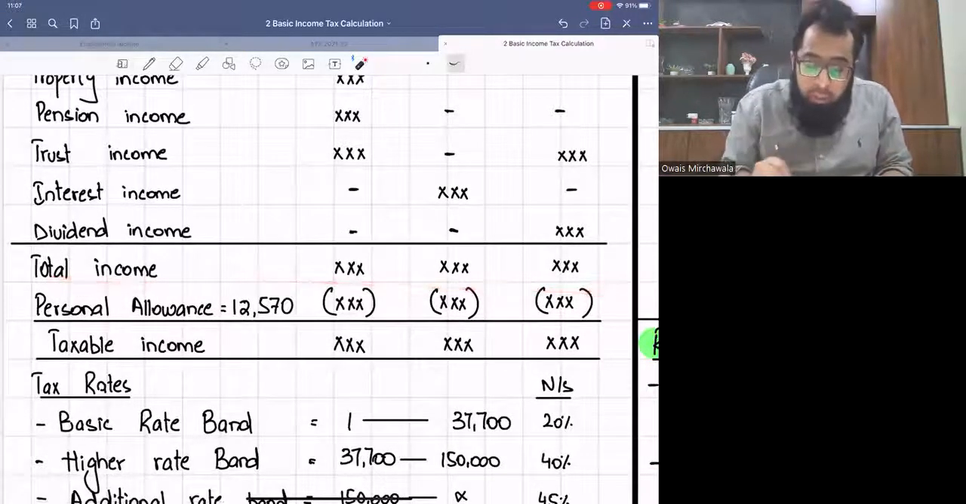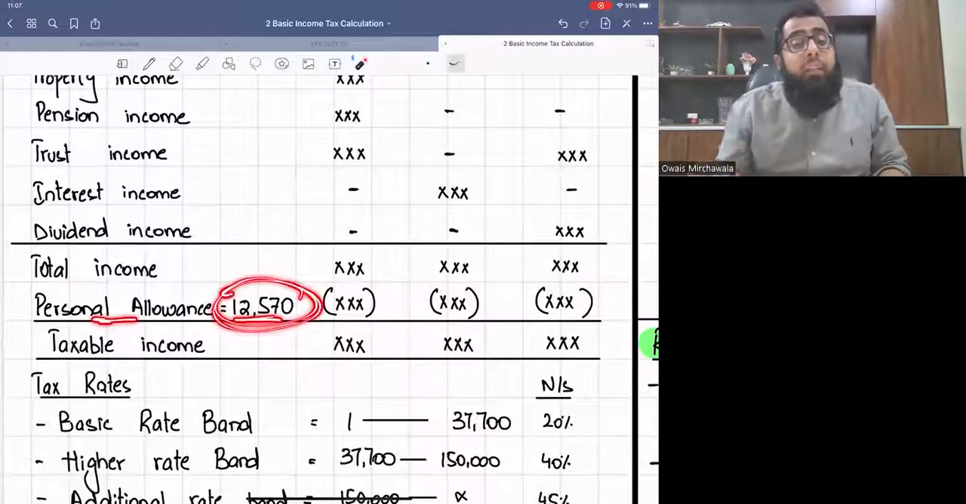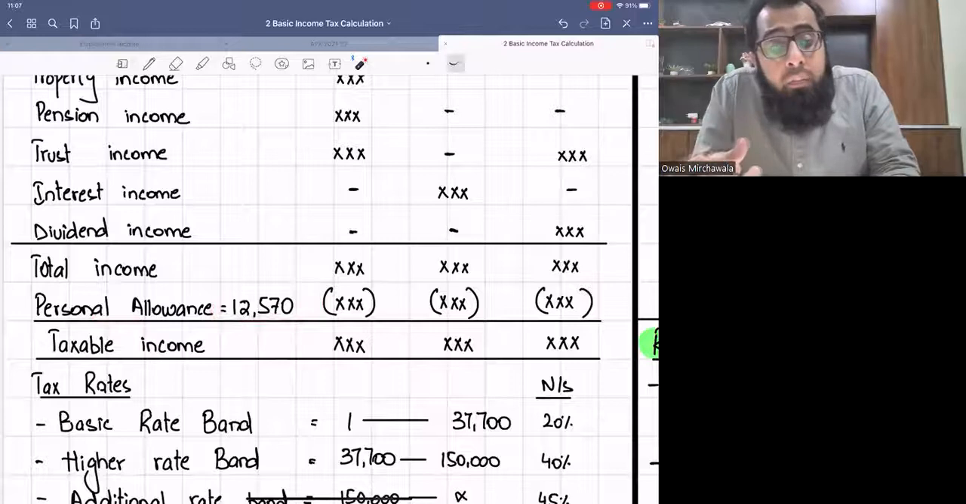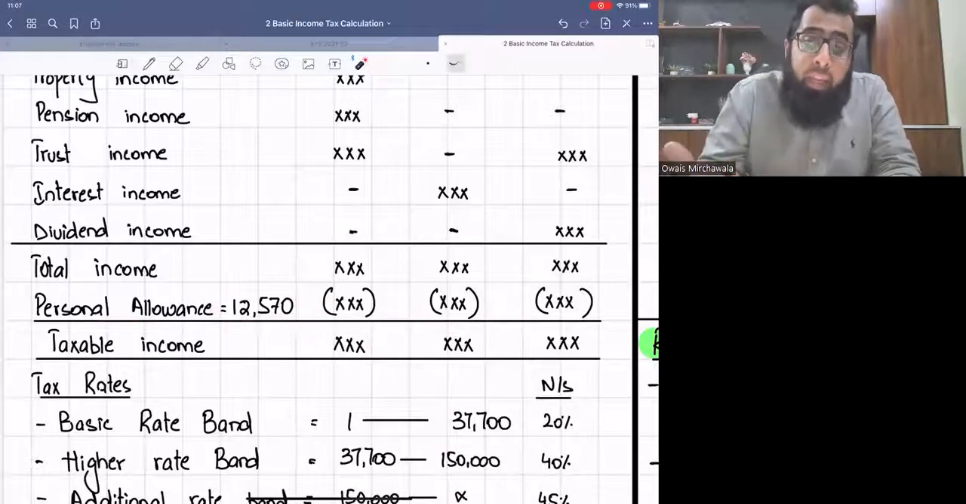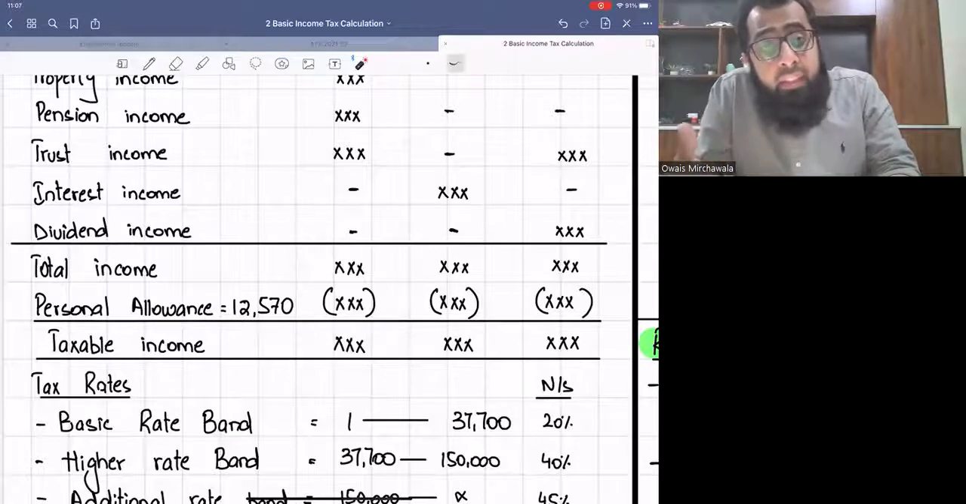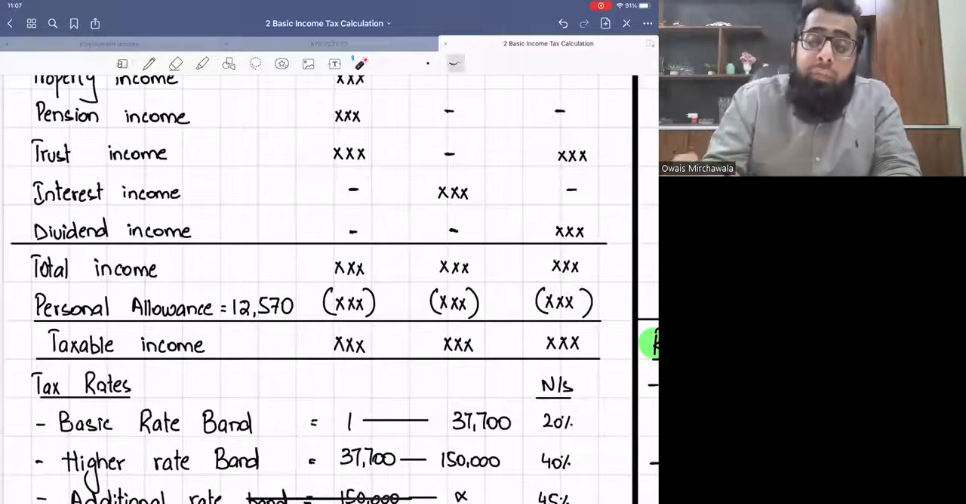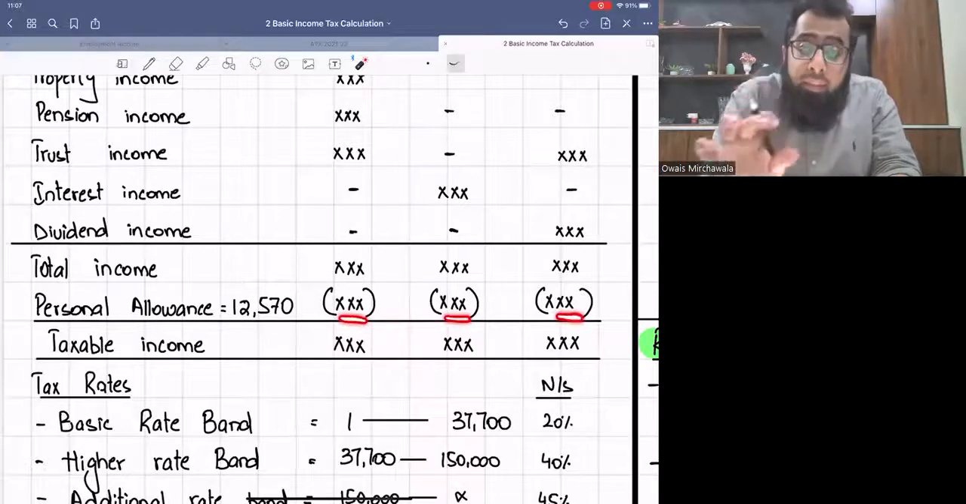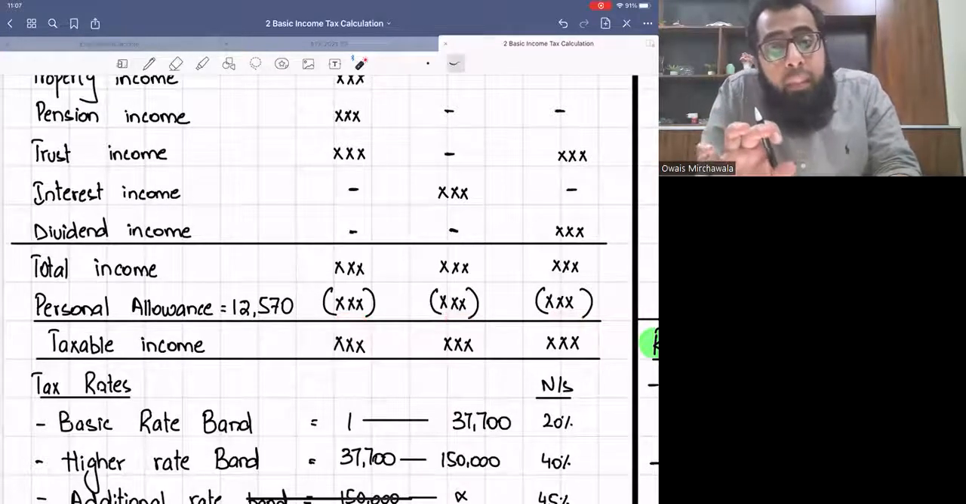Now, from this total income, personal allowance is available. Personal allowance means an amount of income which is exempted from tax. Now, this amount is 12,570 pounds.